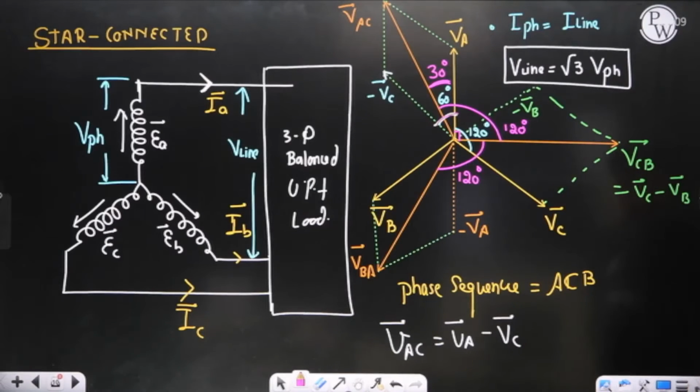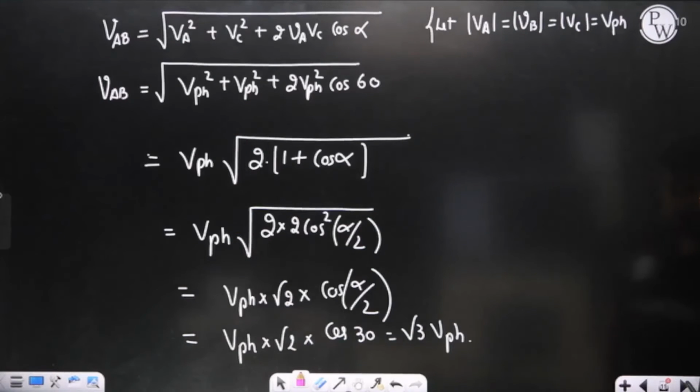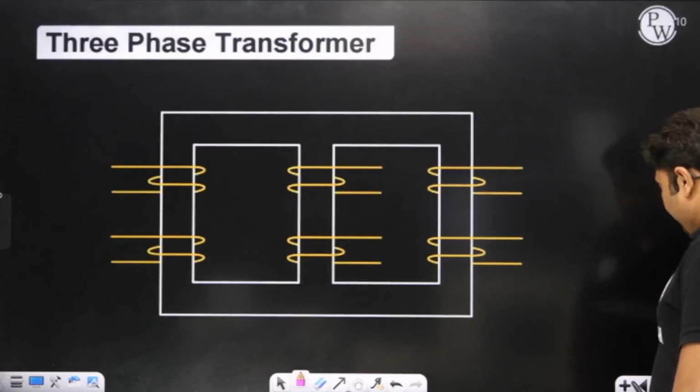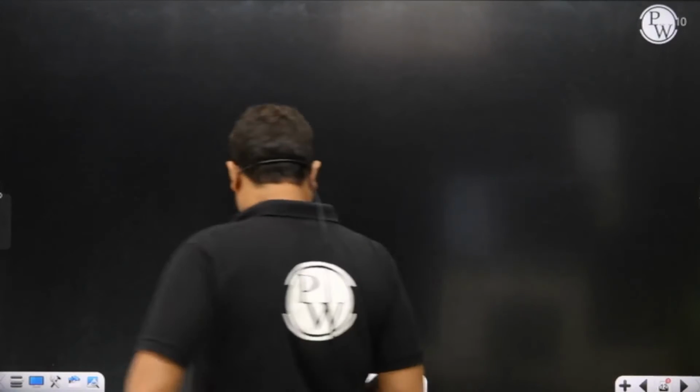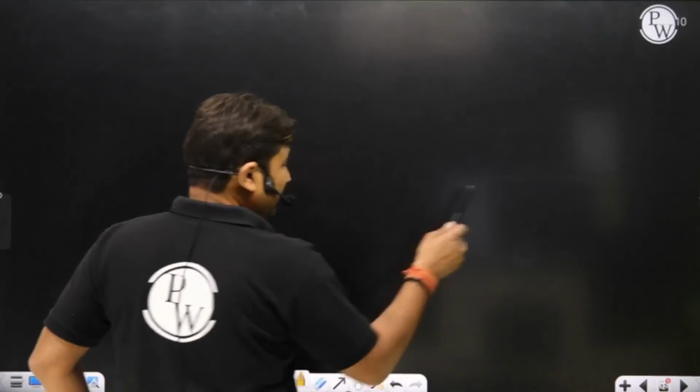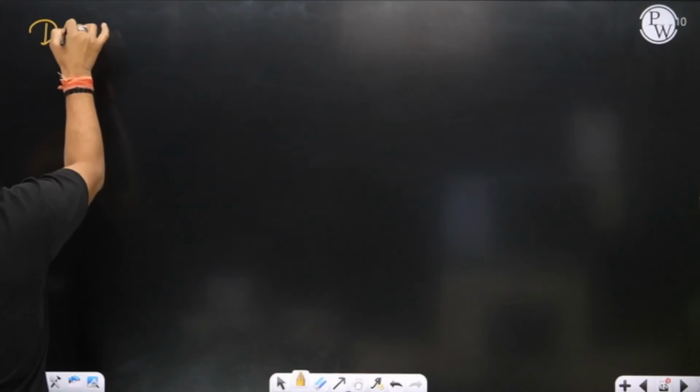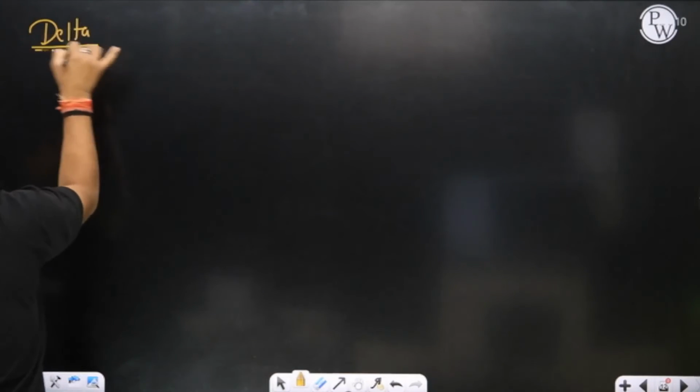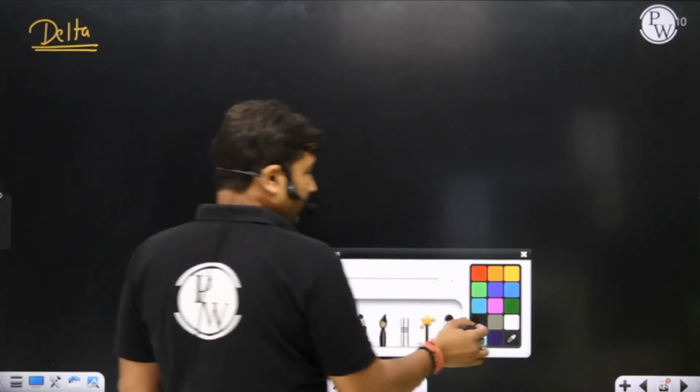Yes, sir. Let's have a discussion of the delta connected system also. Then we will go towards the three-phase transformer. It's a part of three-phase basic circuits. So now please observe delta and let me know if you are able to understand it properly.